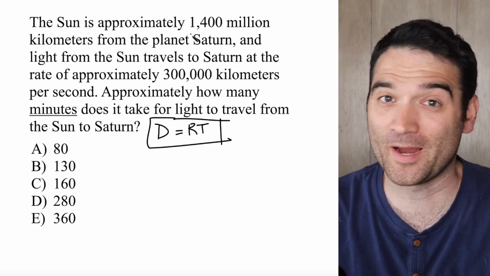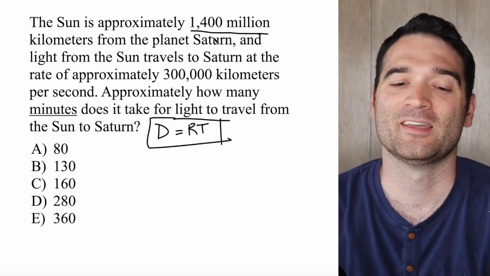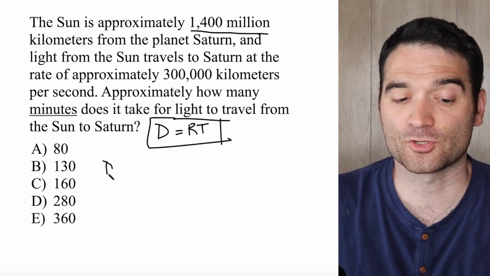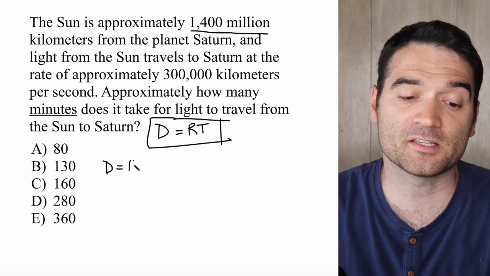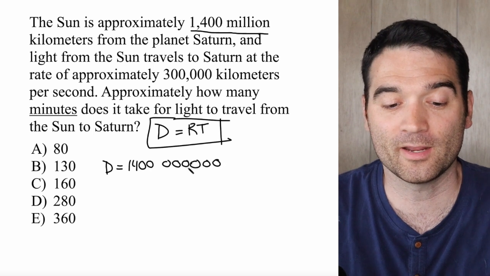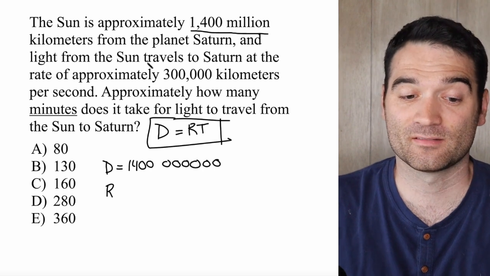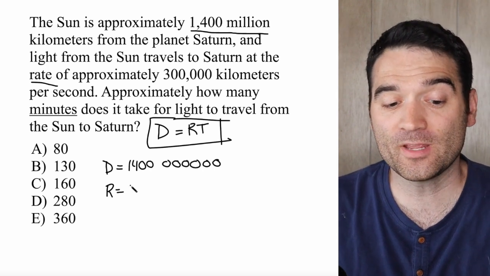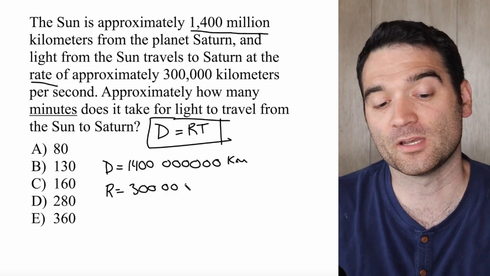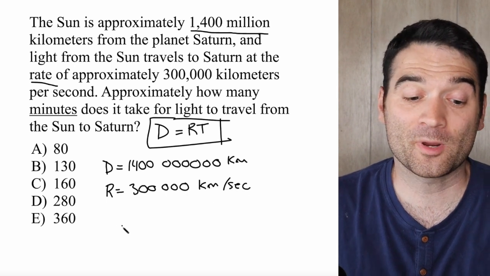So the distances, rates, and times that we're dealing with here are pretty darn big, right? We're not talking about a trip to the grocery store or something like that. We're talking about 1,400 million kilometers. So the distance, it's always helpful to just write these out once we have them. The distance is 1,400 million. And the rate that they give us is 300,000 kilometers per second.